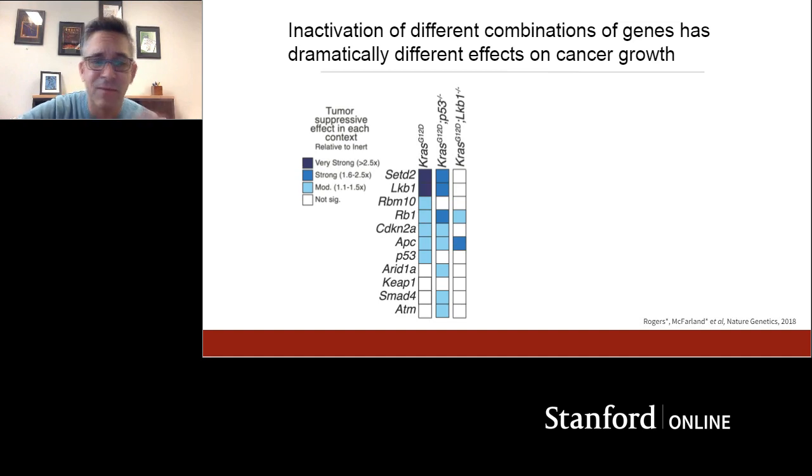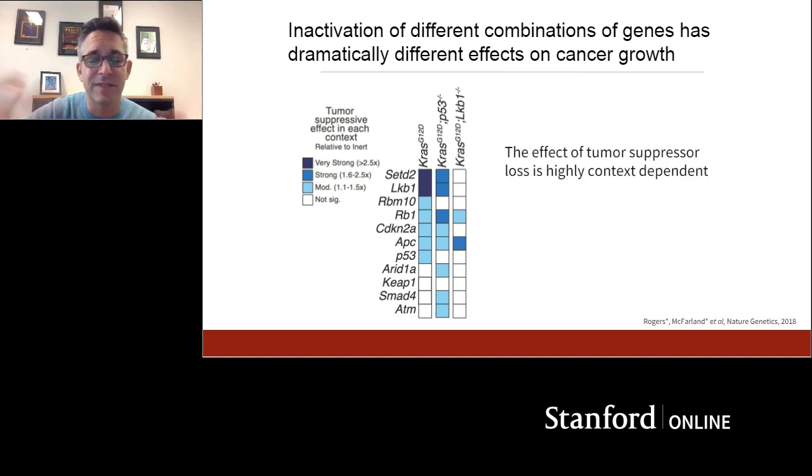So it comes to a conclusion where we say the effect of inactivating these genes, how genes drive cancer, is really context dependent. It really depends on what other genes have already been altered in the tumor. And this is something that wasn't really previously solidly established.